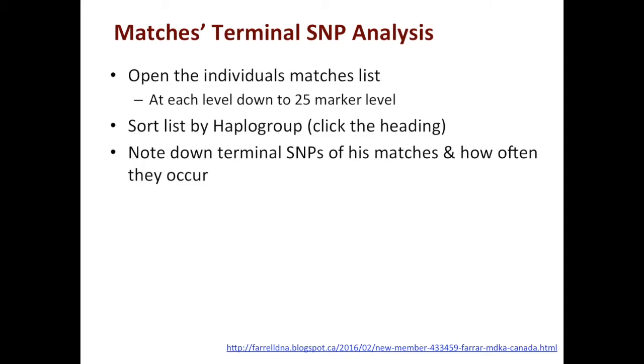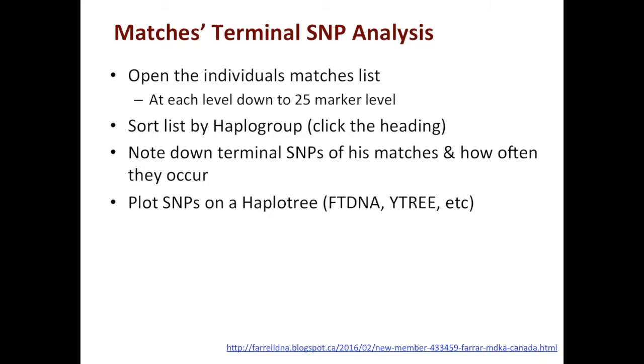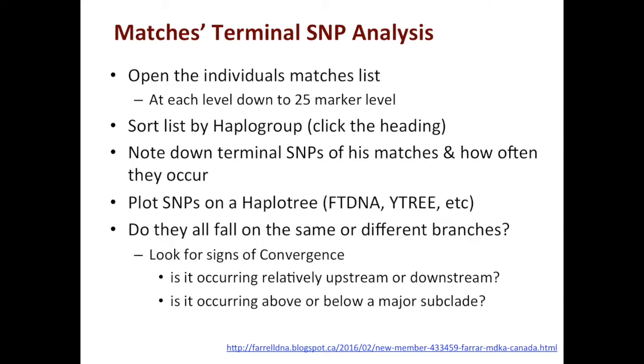Say he has 60 matches at the 25 marker level. You will note down the terminal SNP of each of those 60 matches, those that have done downstream SNP testing. Ignore all those M269s. Ignore all the upstream SNPs. And just make a note of those SNPs that are downstream. And then you plot these SNPs on the haplotree. And what you're looking for is a straight line, that all of them line up on a single branch of the haplotree. Do they fall on the same branch, or do they fall on different branches?